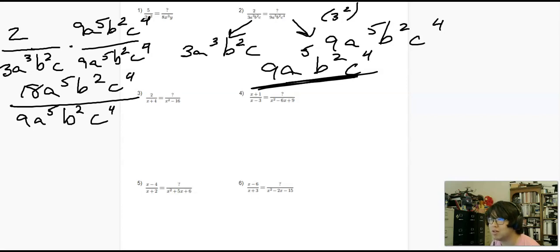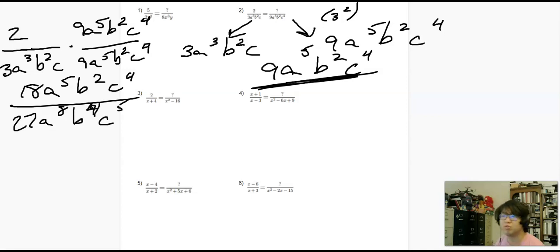Times the 3, sorry. I actually have to erase that and put in a couple extra numbers. Sorry about that. We've got 27, a to the 8th, b to the 4th, c to the 5th. So it's quite a bit more than what we're used to. Now remember, we want the least common denominator.